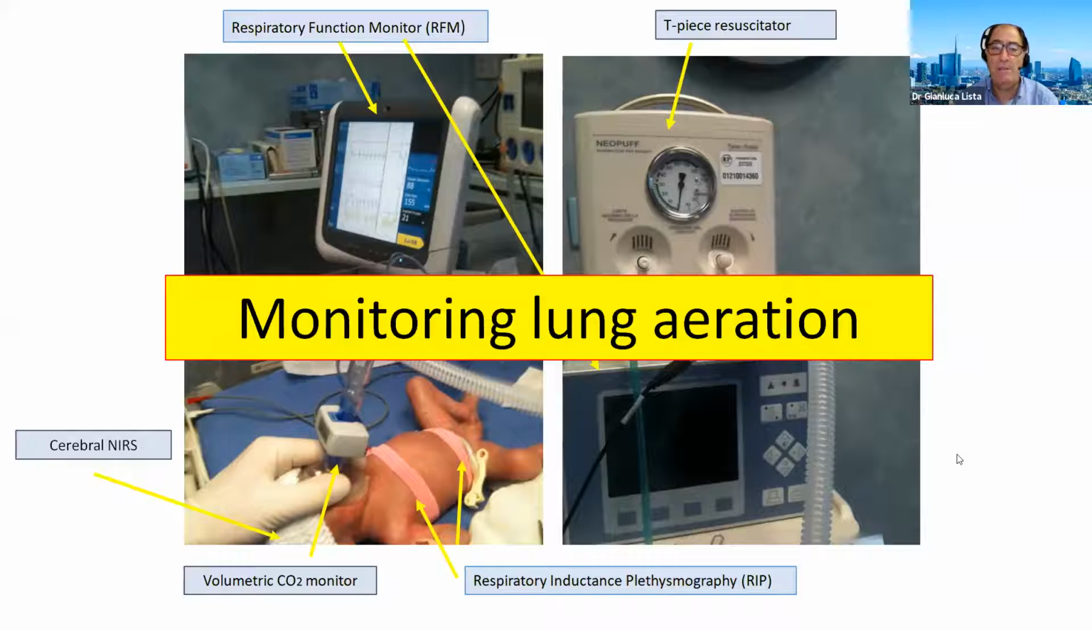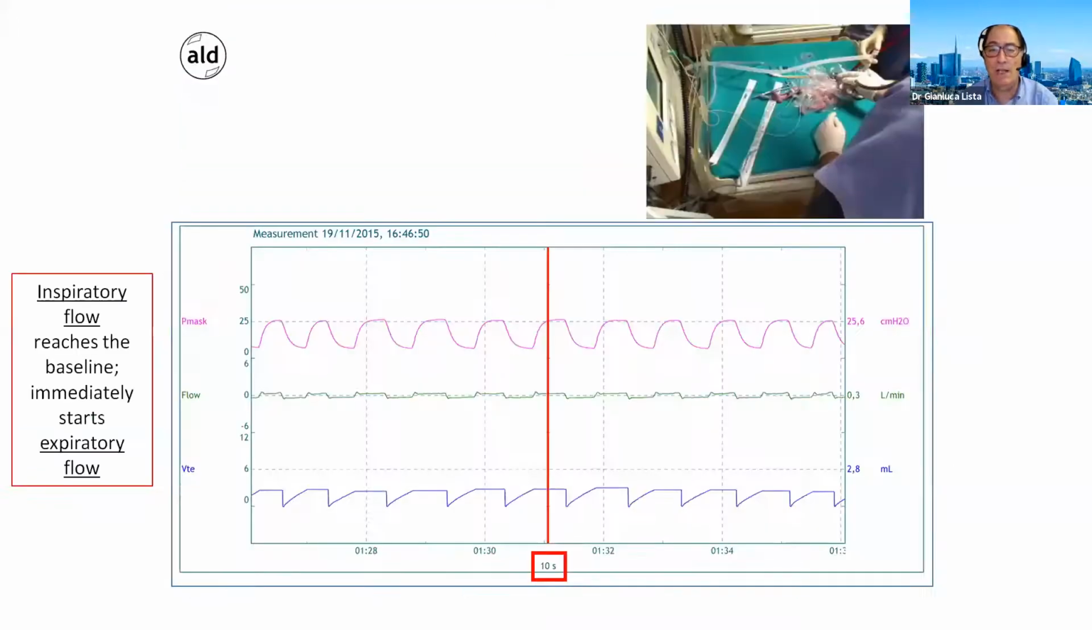I think it's very important to try to monitor the lung aeration. And in the delivery room, we can use a respiratory function monitor. This is a display of our respiratory function monitoring in which we can measure the pressure, the flow, and the tidal volume.